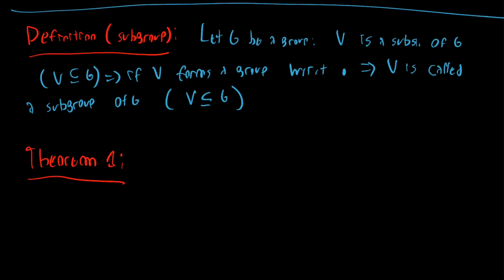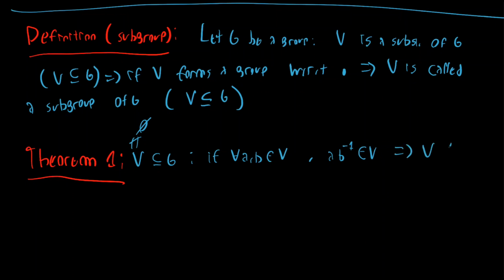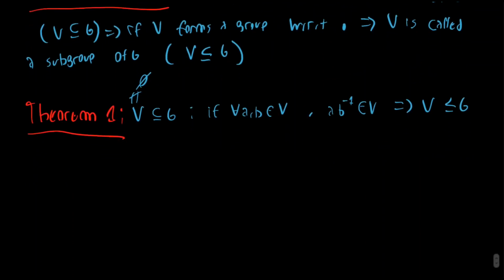So if G is a group as before, and V is a non-empty subset of G, so a subset not equal to the empty set, so we will have that if for all A, B in our set V, we will have that A times B to the minus 1 is in V, then V is a subgroup of G, using the notation we defined above.